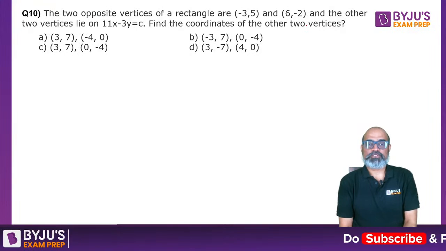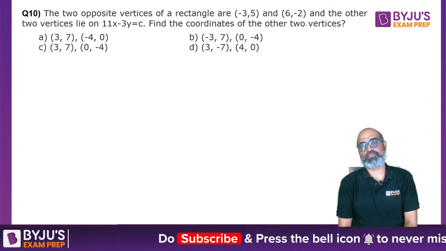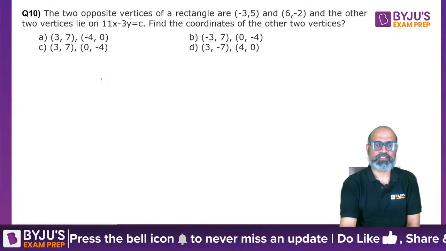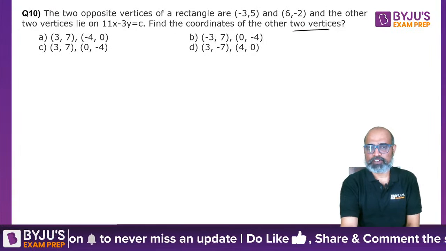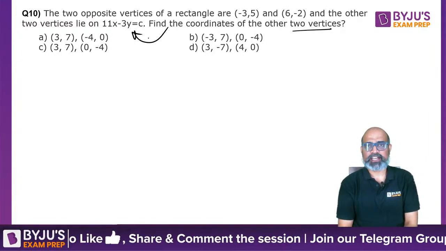Okay, the two opposite vertices are given, one line is given, and you have to find the coordinates of the other two vertices. So which is the fastest way to solve it? Common sense. If the two other vertices are going to lie on this line, it should satisfy, right?